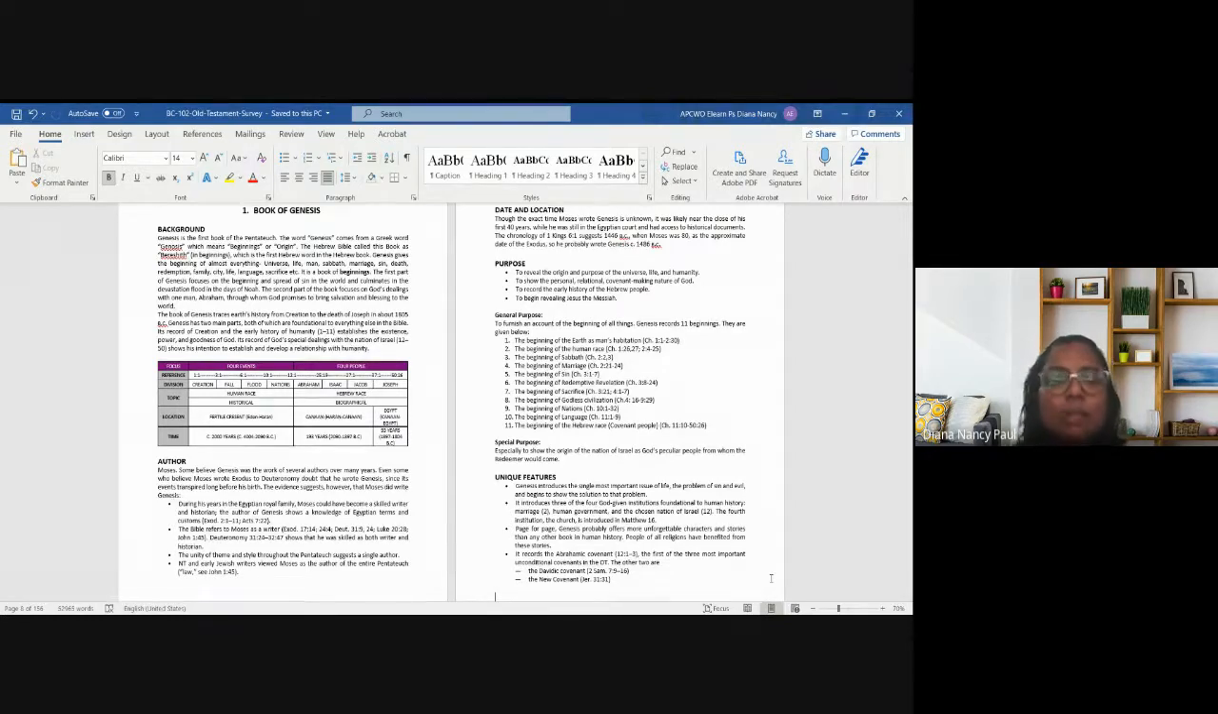And we can discuss this much later at the time of discussion. The third point we can move on. If anyone is ready with the third point, the beginning of Sabbath, chapter 2, verses 2 and 3.